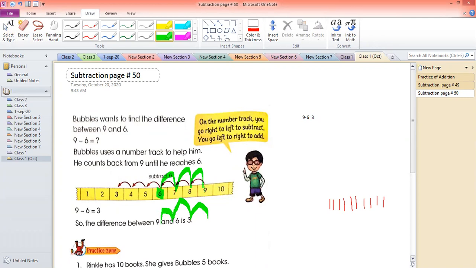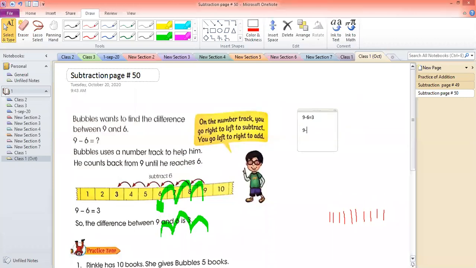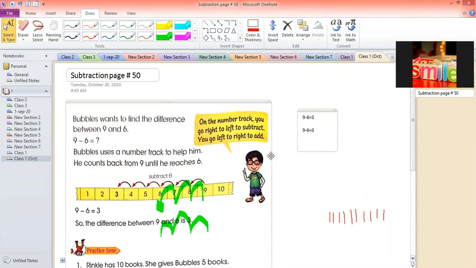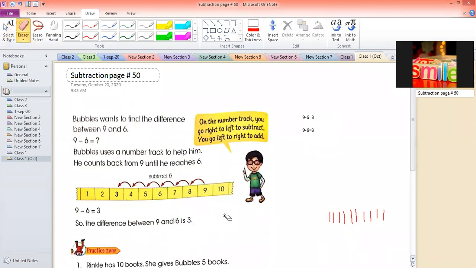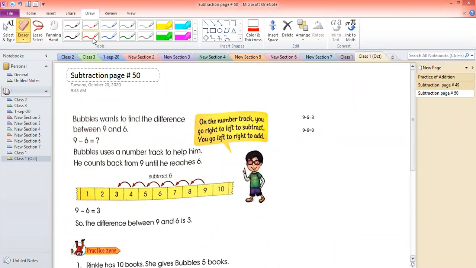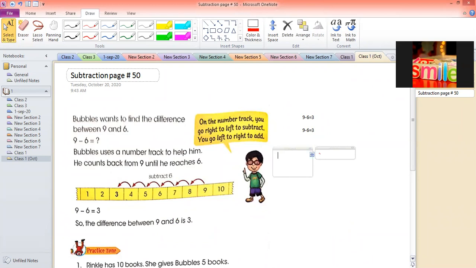So from 9, 1 step back you find 8, 2 steps back you find 7, and 3 steps back you find 6. So you can say 9 minus 6 equals 3. How can you say? Because you reach 6 when you go 3 steps back. Okay, let's erase this off. Now, 9 minus 6 equals 3.